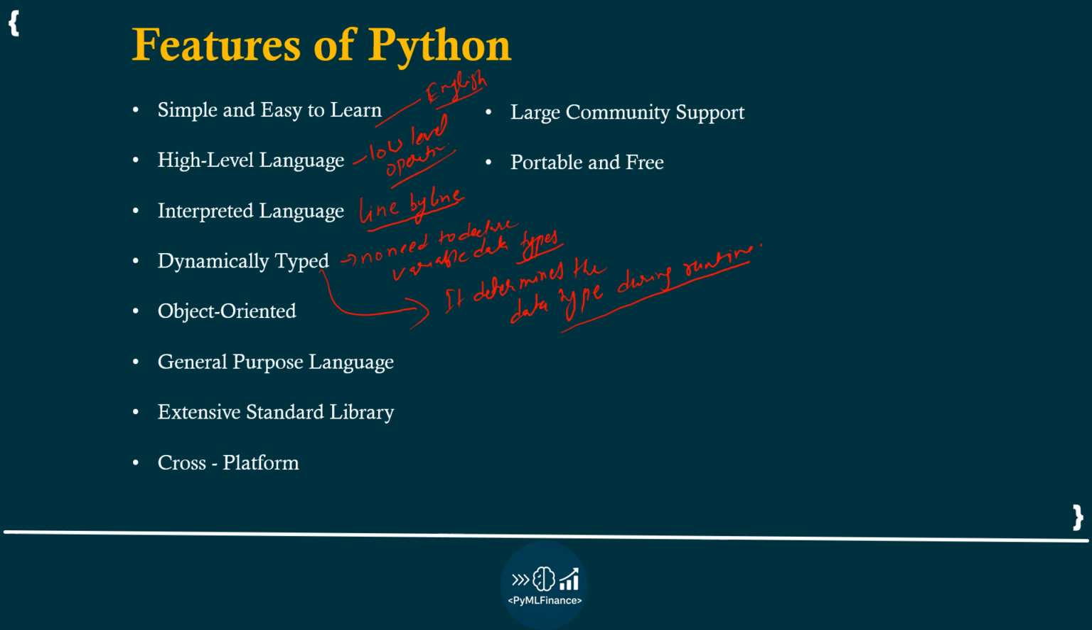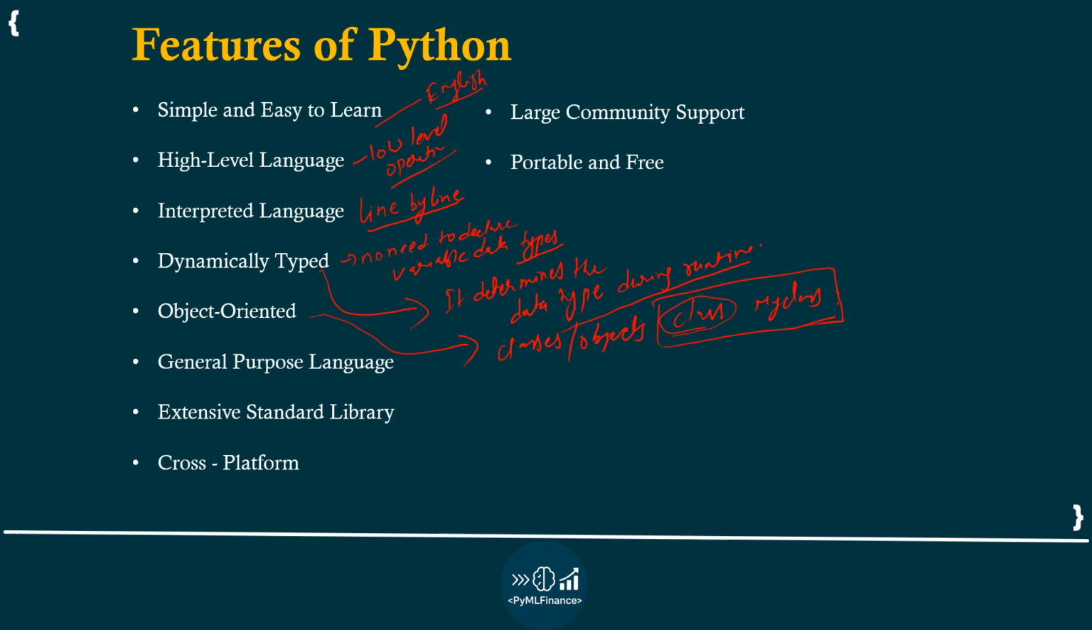The next is Python is an object oriented programming language. So Python supports object oriented programming, where you are able to write the code in the form of classes and objects. You write class and then the class name, for example MyClass. The class keyword is used to create any class, and then we create objects from that class.